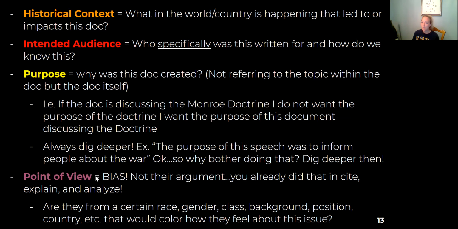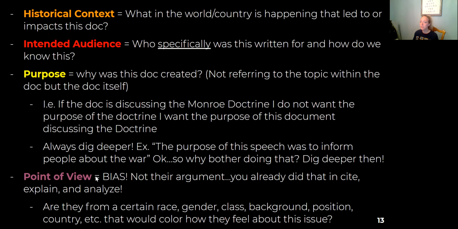And I mean, it makes sense. Why would they want you to say their argument again? Because you just did that in the cite, explain, and analyze. You just did that in the explain, why, identifying their main idea, their main argument. So point of view is taking a step back and looking at the author. So again, you're only going to do this if it's from someone noteworthy that you know, not some random person. But if it's like Abe Lincoln or something like that, you're like, okay, yeah, I know a little bit more about his background. And how could that play a factor into what he's about to say?